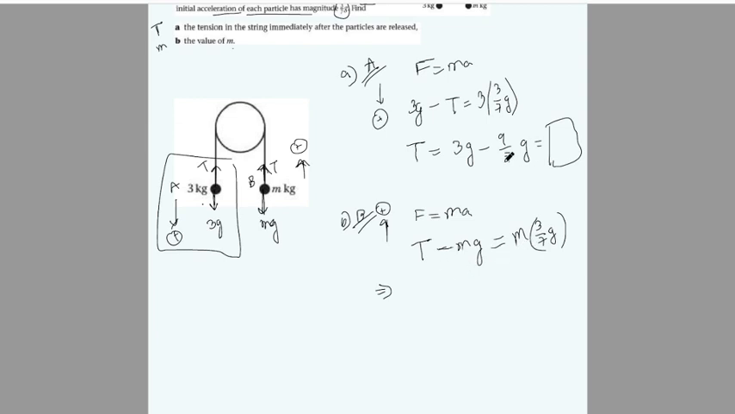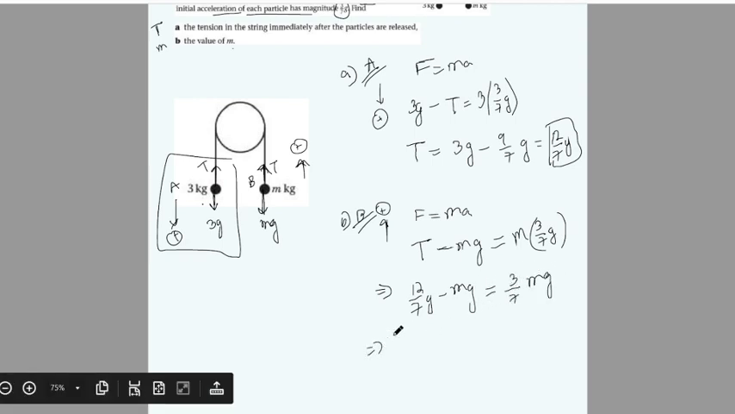So T is 12/7 g. So 12/7 g - mg = 3/7 mg. Since we need to find the value, first of all you can cancel out all the g. So you are left with 12/7 - m = 3/7 m. So since we need to find the value for m, you can shift m there.